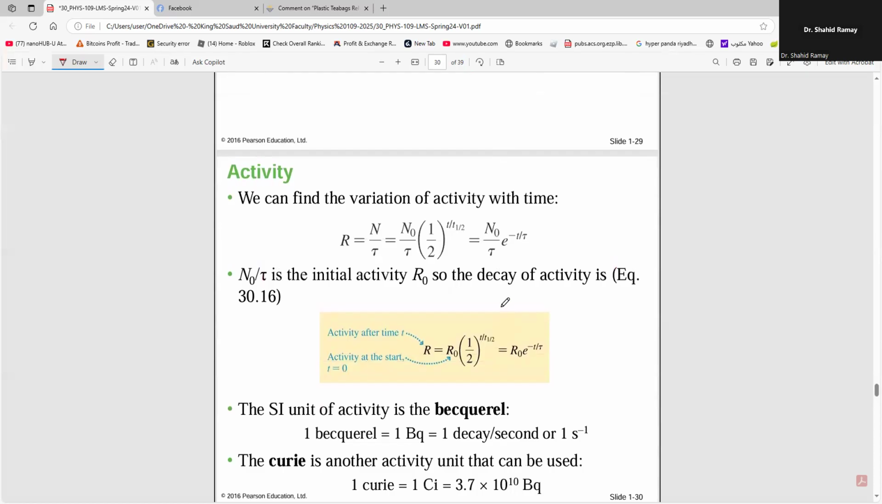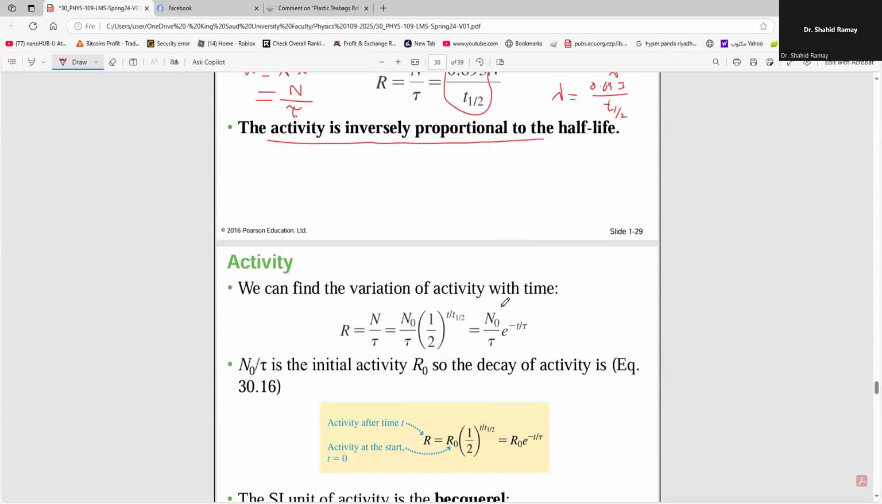Also, they have written this formula in another form. And what is the other form? You should remember this one, that R is equal to N into 0.693 over T half. And N is equal to what? We have already used this formula: N is equal to N naught into 1 by 2 to the power n, where n is equal to T over T half.